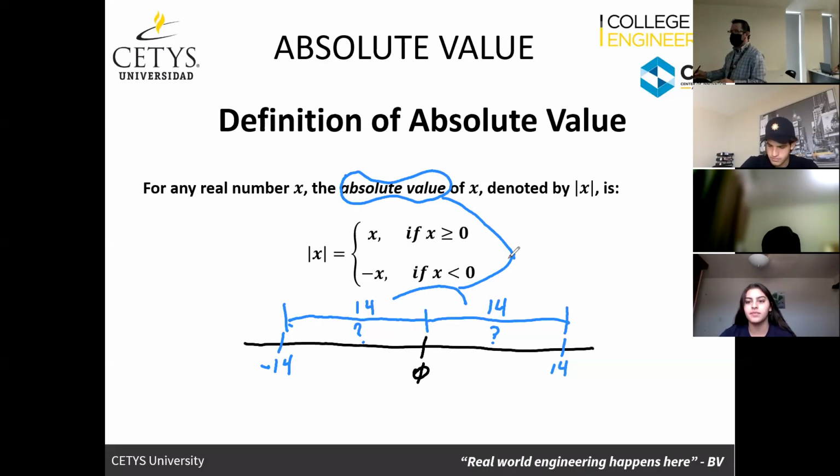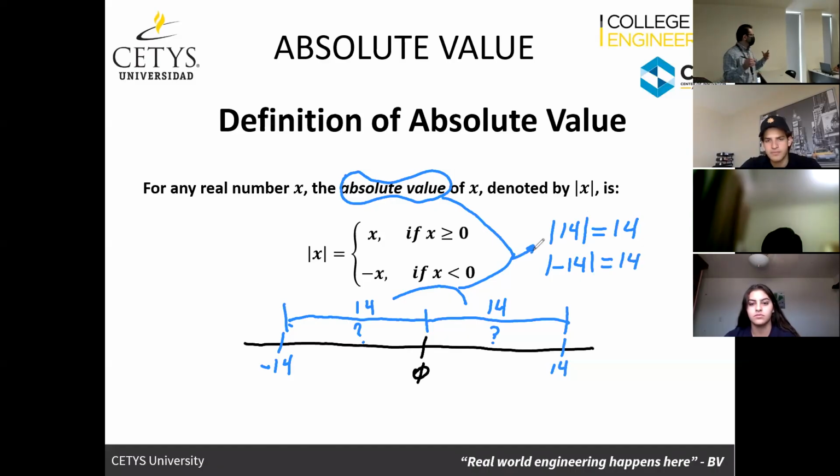And how do we represent that? Well, we represent that with these bars. So the absolute value of 14 is 14. And the absolute value of minus 14 is 14. Okay, are we clear there?